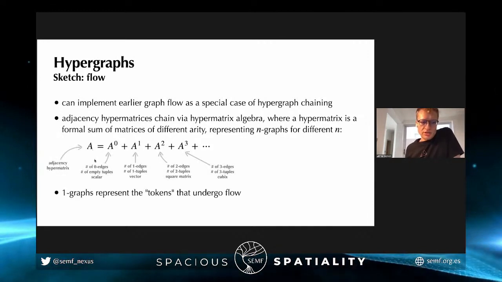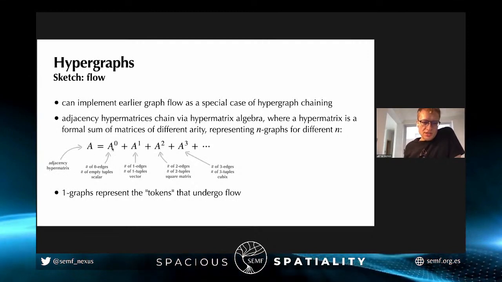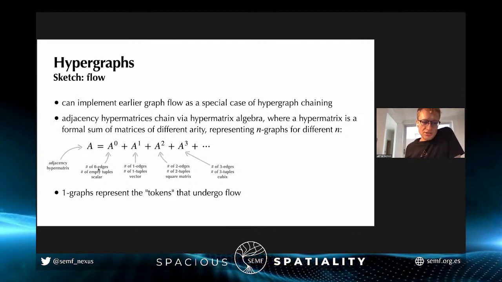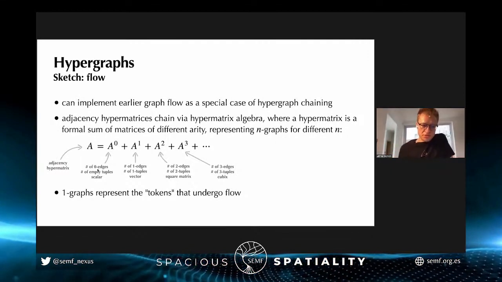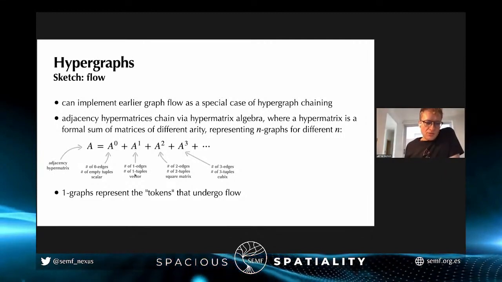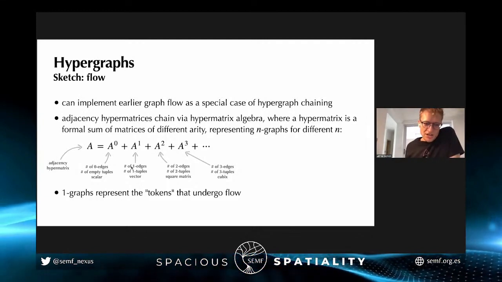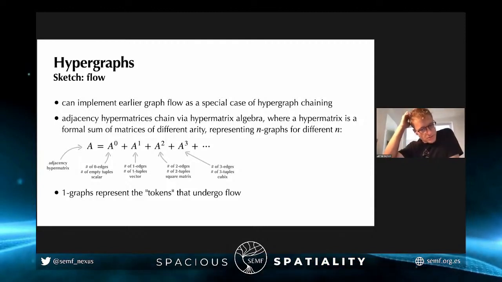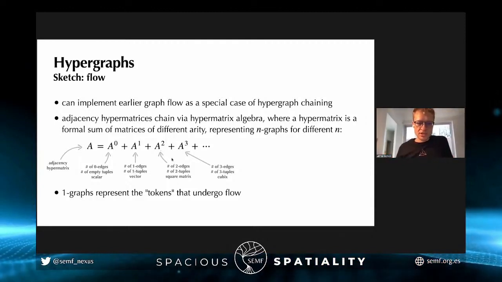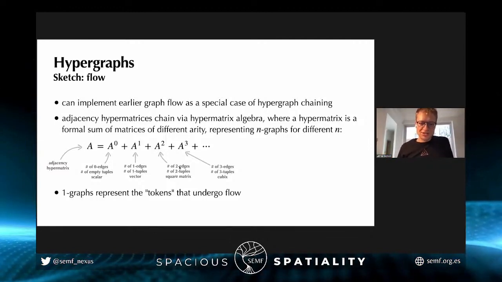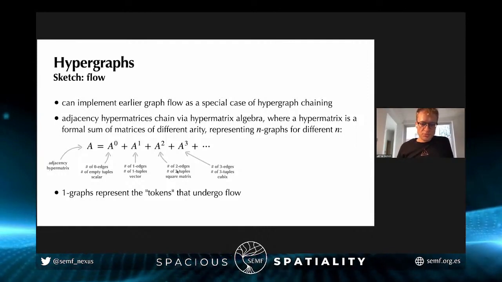So that's the adjacency hypermatrix. The first element is a single number. And what that does is count the number of zero edges, which is the same as the number of empty tuples, for example. The second element is a vector, which counts the number of one edges or one tuples, if you're thinking about the multiset interpretation. The third element is a two matrix, so an ordinary matrix, which counts the number of two edges of given shapes, and it's the same as the number of two tuples, and so on.